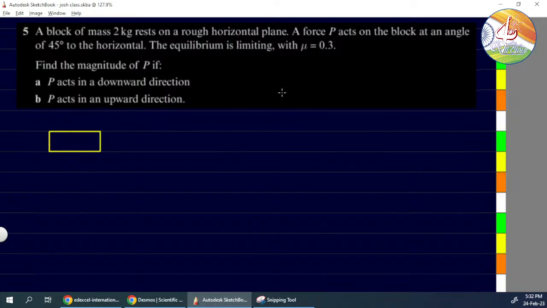P acts in the downward direction, right? Yes. So if P is acting downward, the downward force is 2g, and this force is P. Then the angle is 45 degrees. Equilibrium is limiting, and the mu value is given as 0.3. Find the magnitude of P.